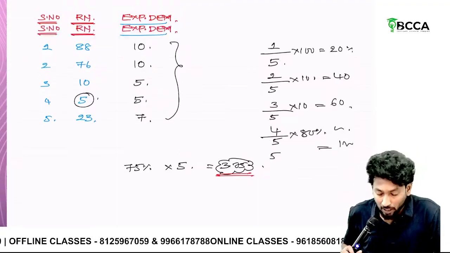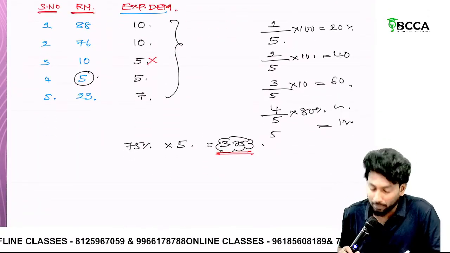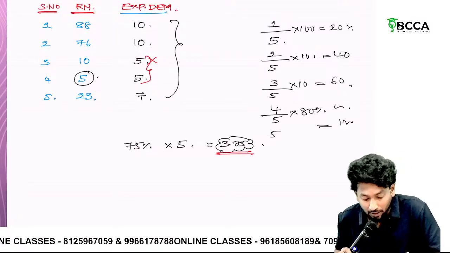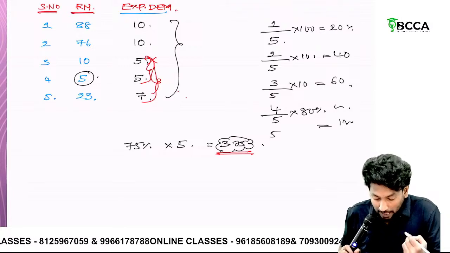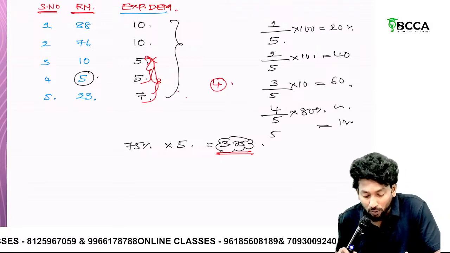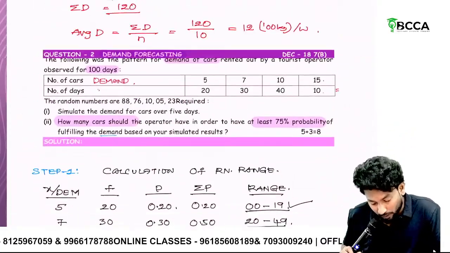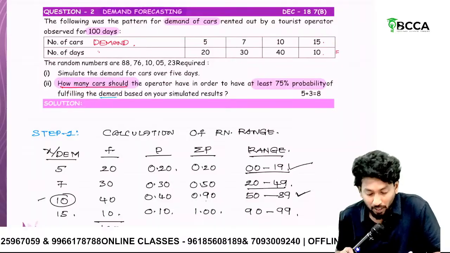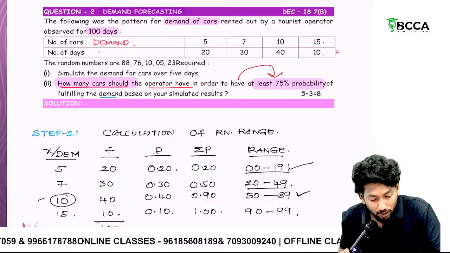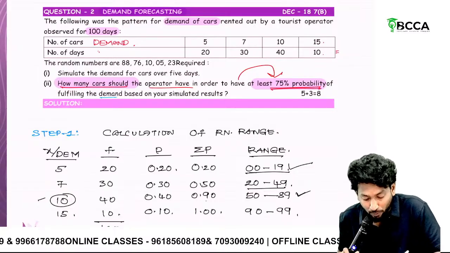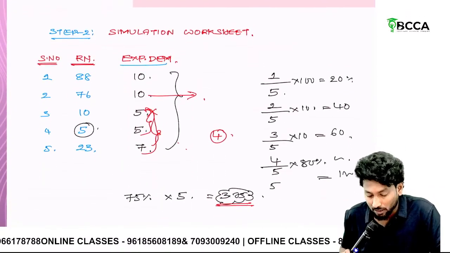To satisfy 4 days' demand, if I have 5 cars, I can satisfy only 2 days' demand. If I maintain 7 cars, then 3 days' demand I can satisfy, 3 days only. To satisfy the demand of at least 4 days, I have to maintain 10 cars, right? So what is the answer to this question, how many cars should the operator have in order to satisfy 75% probability of fulfilling the demand, sir? That means how many cars we should maintain, sir? 10 cars.